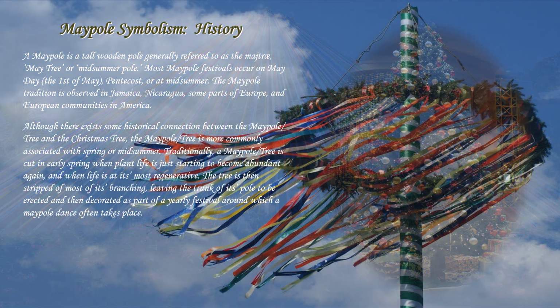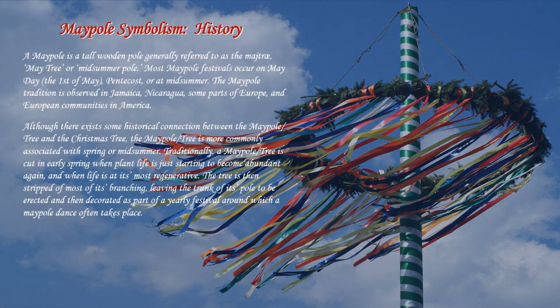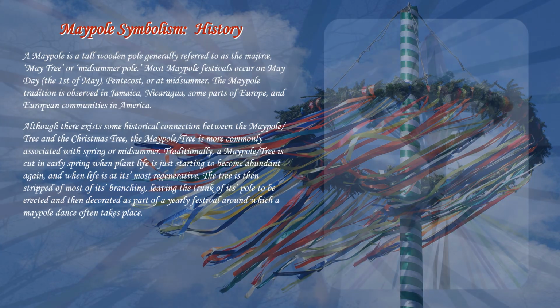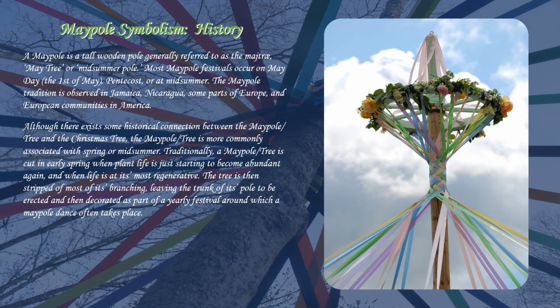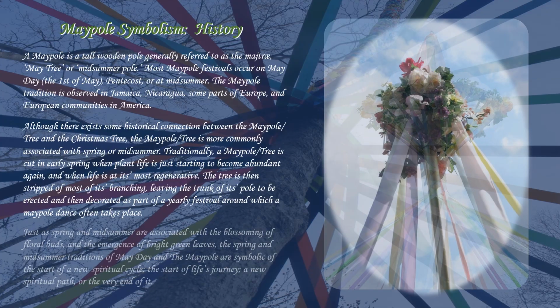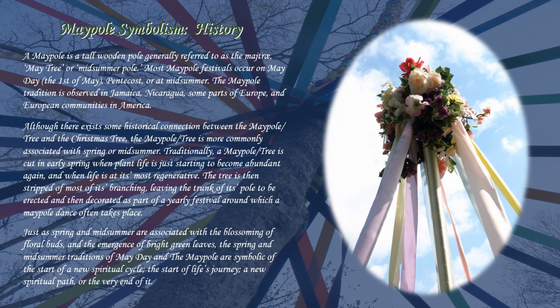Traditionally, a Maypole tree is cut in early spring when plant life is just starting to become abundant again and when life is at its most regenerative. The tree is then stripped of most of its branching, leaving the trunk or pole to be erected and then decorated as part of a yearly festival around which a Maypole dance often takes place. Just as spring and midsummer are associated with the blossoming of floral buds and the emergence of bright green leaves, the spring and summer traditions of May Day and the Maypole are symbolic of the start of a new spiritual cycle, the start of life's journey, a new spiritual path, or the very end of it.